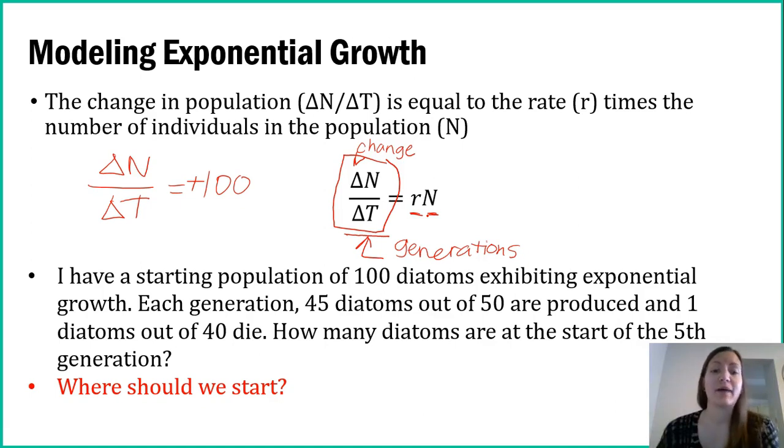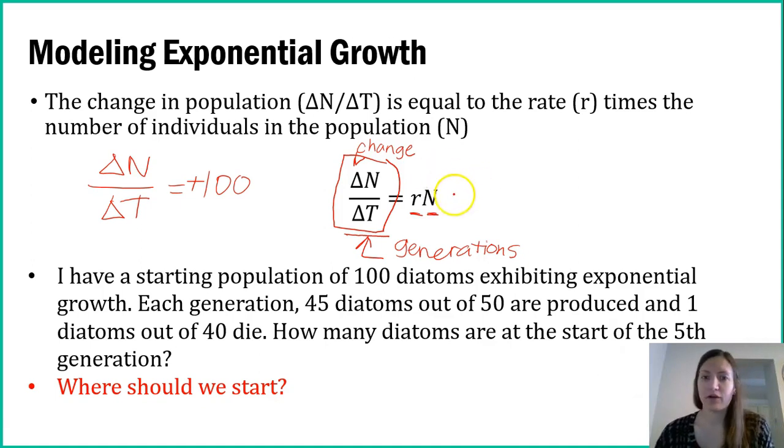So I have a starting population of 100 diatoms, and they're exhibiting exponential growth. Each generation, 45 out of 50 diatoms are produced, and 1 diatom out of 40 die. And then my question for you, why I want to use this population model, is how many diatoms are there at the start of the 5th generation? And so we need this whole equation, but we can't just go ahead and start. We need to figure out where to start.